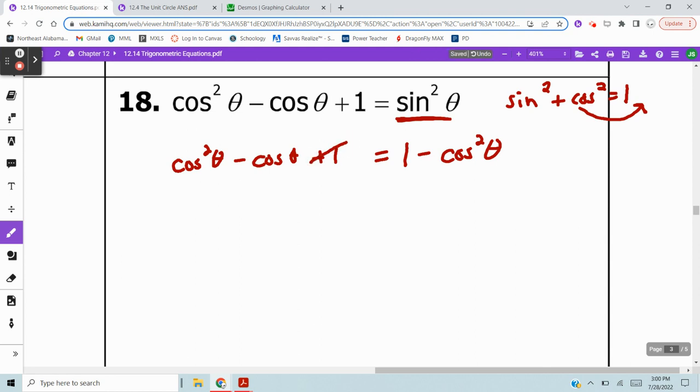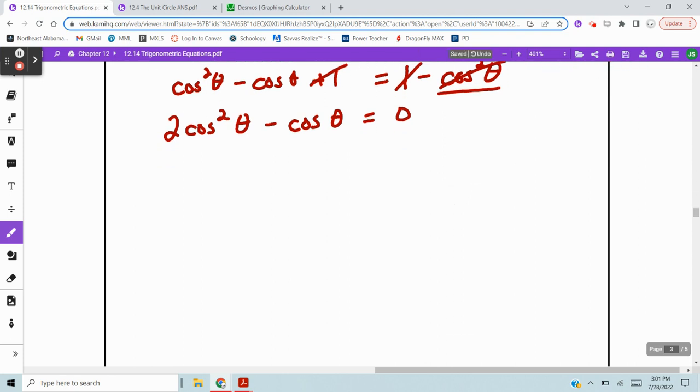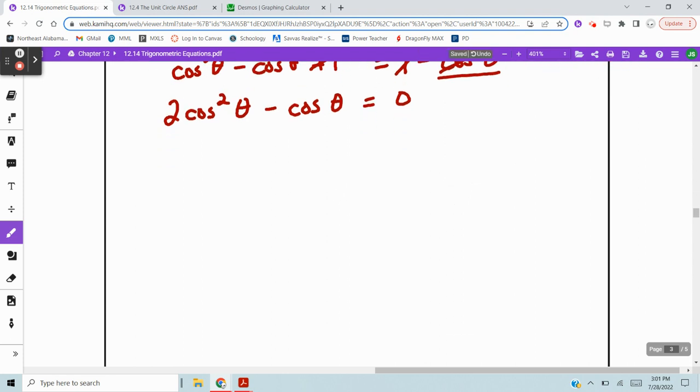My 1's, as I move them, will actually cancel each other out. My cosine squared, as I move it to the left side, I now have 2 of them because it changes to a plus. So 2 cosine squared minus the cosine is equal to nothing. We've moved everything from this side, so 0's left. I can now factor. Both of these terms have a cosine, so let's factor that cosine out. So you're going to be left with 2 cosines here minus cosine times 1 would give you the cosine.